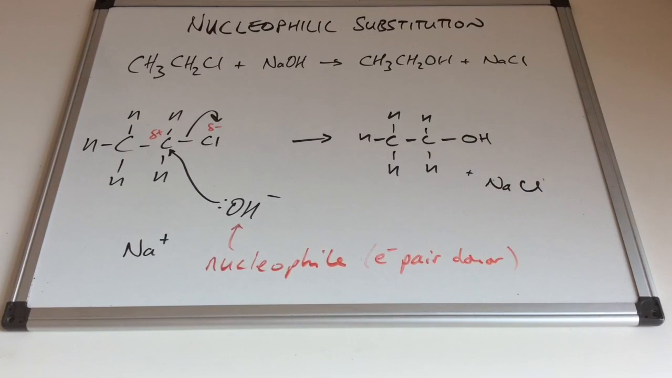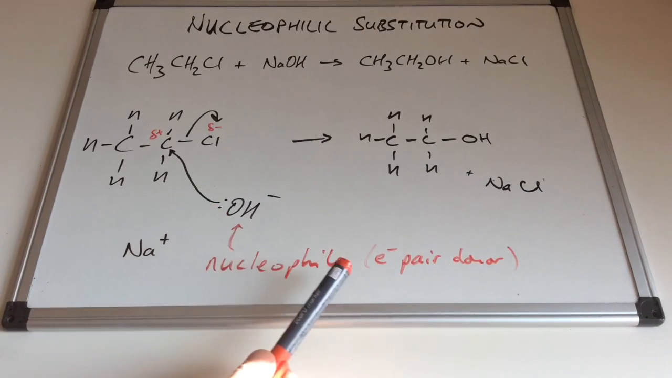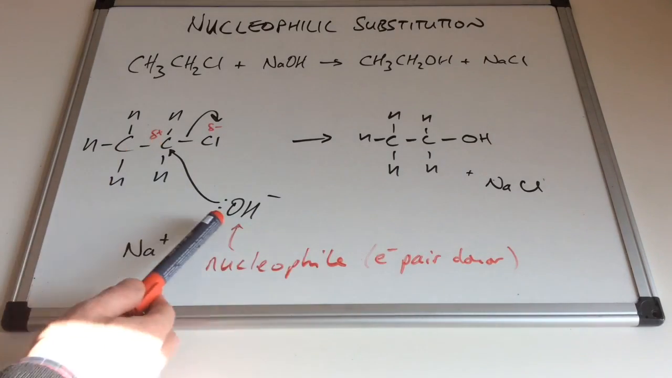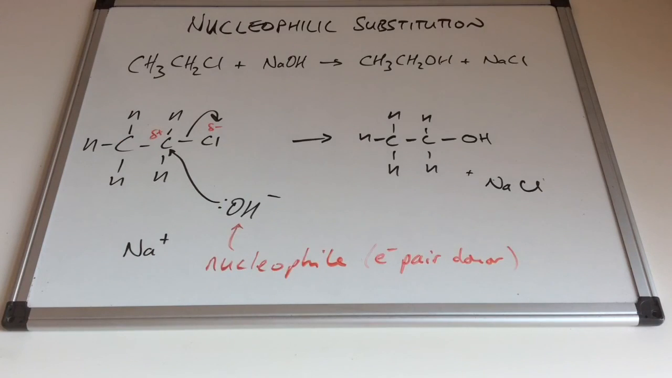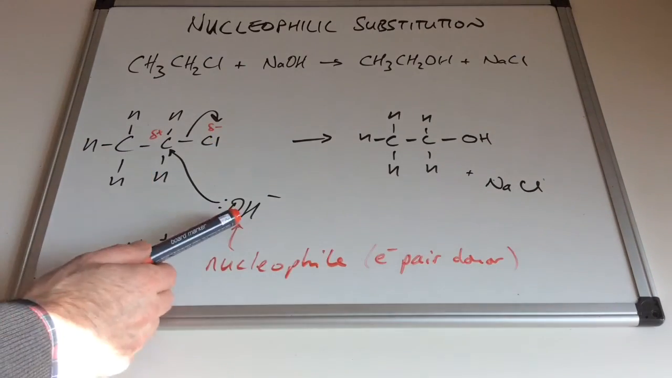And the mechanism is called nucleophilic substitution because we have a nucleophile involved, and that's an electron pair donor. So you can see from the mechanism the hydroxide ion is donating a pair of electrons to that slightly positive carbon. Substitution because we are swapping the Cl for the OH.